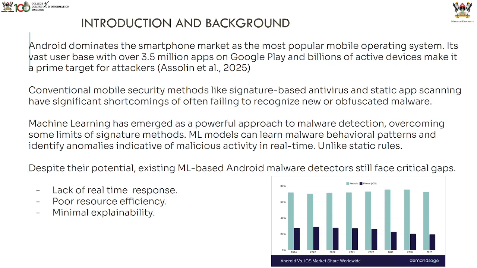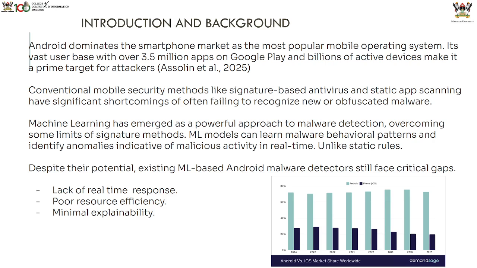Conventional mobile security methods like signature-based antivirus and static app scanning have significant shortcomings, often failing to recognize new or obfuscated malware. This is because they rely on predefined malware signatures. So in case there is a new malware, or an attacker makes a change in an existing malware, these methods won't be able to detect it. Hence, machine learning has emerged as a powerful approach to malware detection, overcoming some limits of signature-based methods. Machine learning models can learn malware behavior patterns and identify anomalies indicative of malicious activity in real time, unlike static rules.